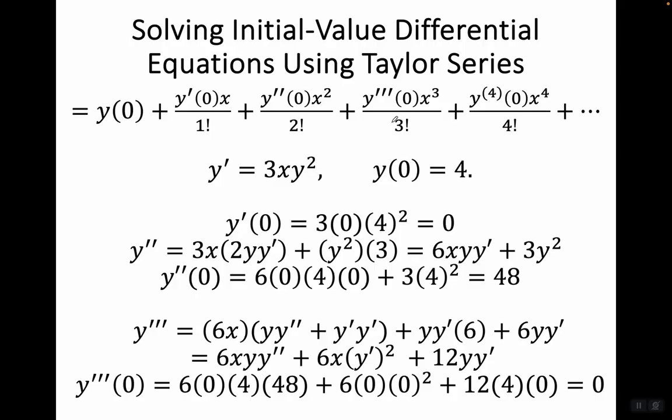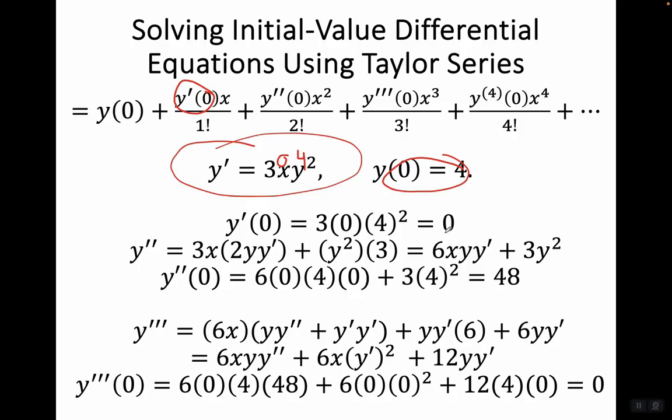Now, y of 0 we were told. Y of 0 is 4, so we're good there. For y prime of 0, we just use the fact that y prime equals 3xy squared. So let's plug in what we know. We know that x in this case is 0, and y we were told is 4. When x is 0, y is 4. We're trying to find it at this point, 0, 4. So y prime of 0 is going to be 3 times 0, times y squared, which is 4 squared, and all of that's going to be 0.